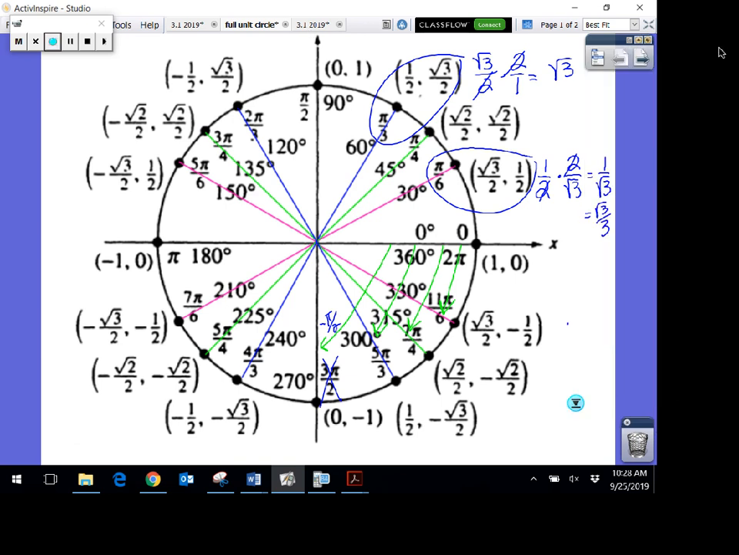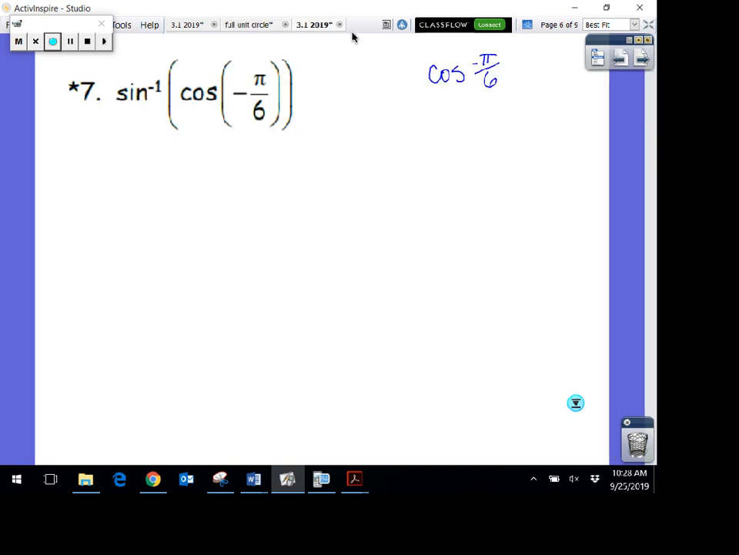Here's negative pi over 6 right here. And we look at the cosine value, which is the x value, root 3 over 2. So this is equal to root 3 over 2. So now we replace that. Now we have a new problem, the inverse sine of root 3 over 2. So we're done with the first line.